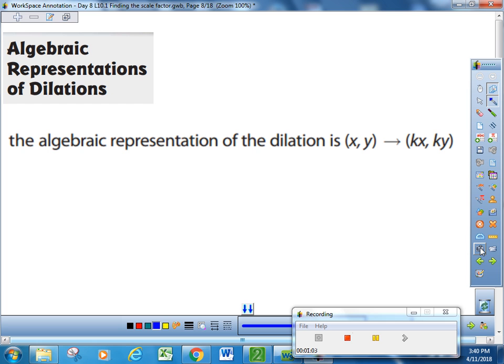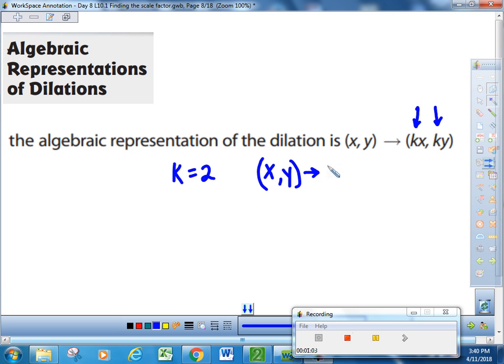And then to write an algebraic representation, you would replace k with your scale factor. So everything is the same except you're going to replace k. So say, for example, you calculate k equals 2. Then your algebraic representation would be (x, y) becomes (2x, 2y). That means 2 times the value of x and 2 times the value of y.